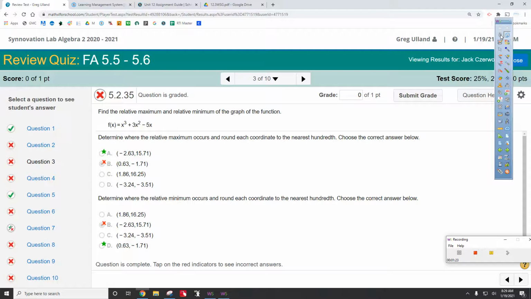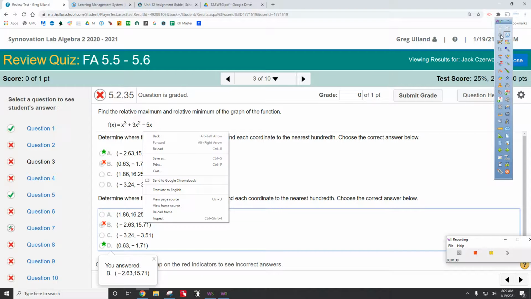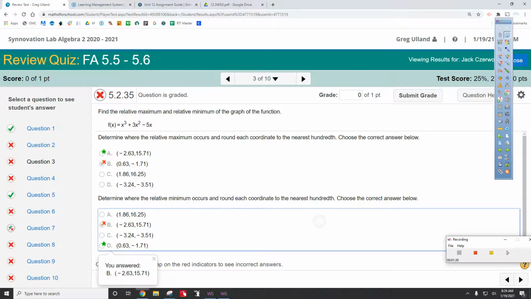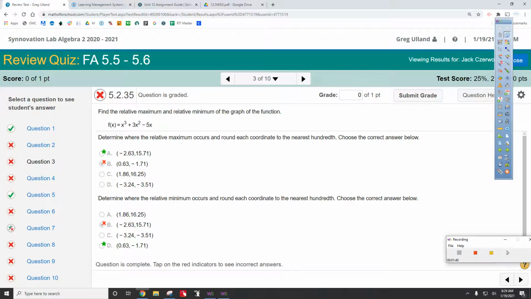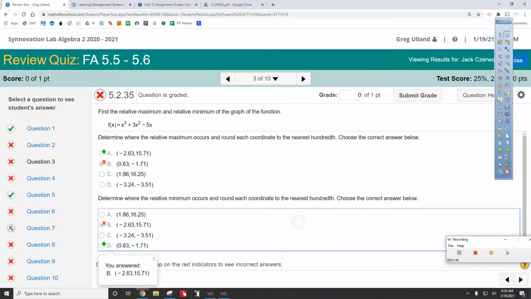Okay, so here, all you did here, Jack, is you switched the maximum and the minimum. So look, you have this as a minimum, but that's the answer for the maximum. So let's put this in and see how we do this.